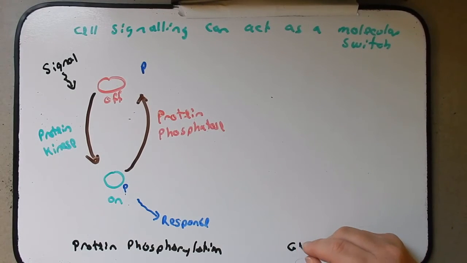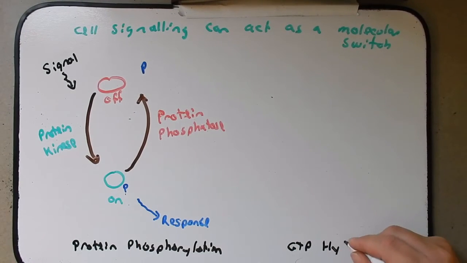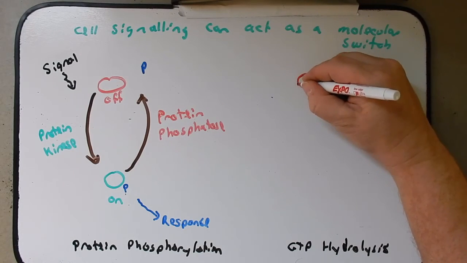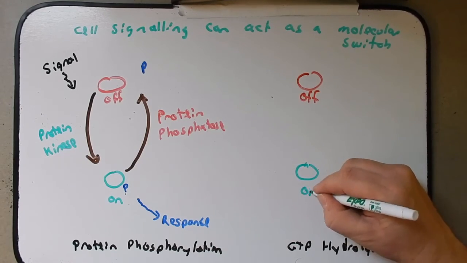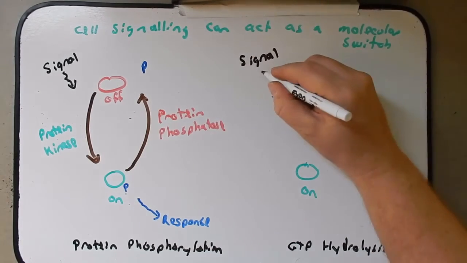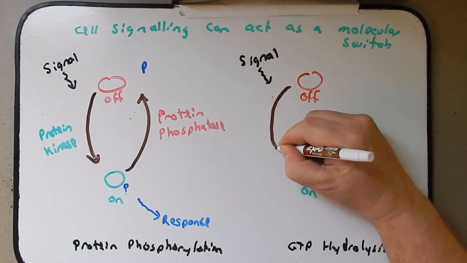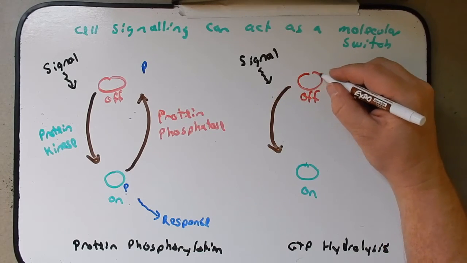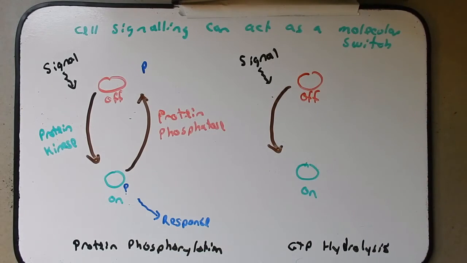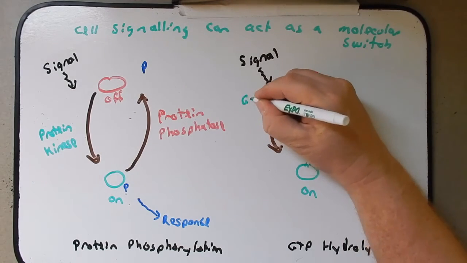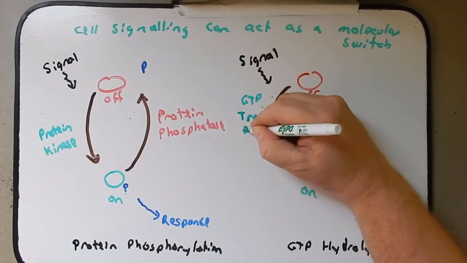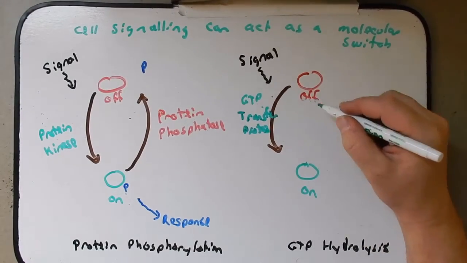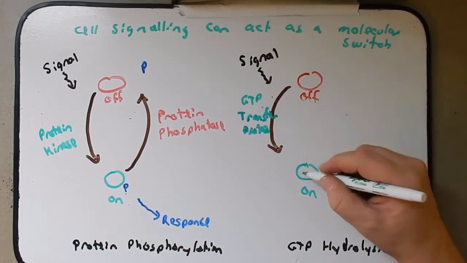Now over here, let's look at a GTP hydrolysis example. Again, we'll have our off protein up here and our on protein down here. We'll get a signal from outside the cell, and it will turn that protein from an off state or an inactive state to an on or active state. And it'll do so by activating this GTP transfer protein, where it will exchange the GTP found on this one with GTP.